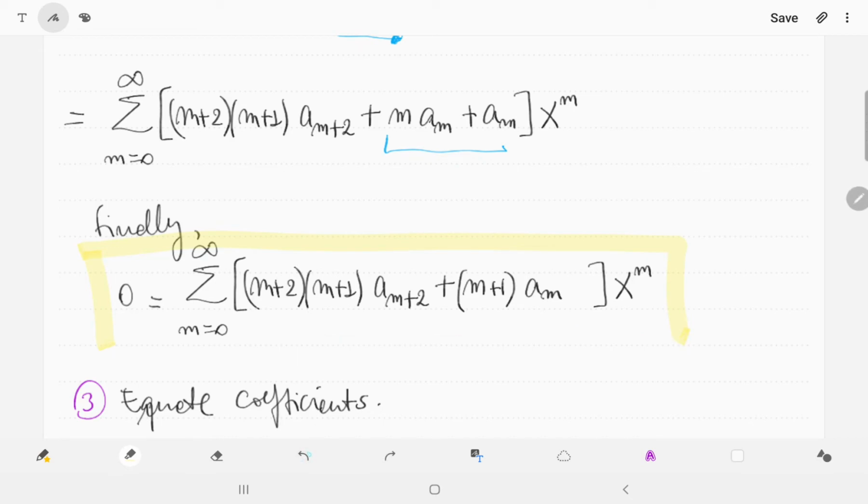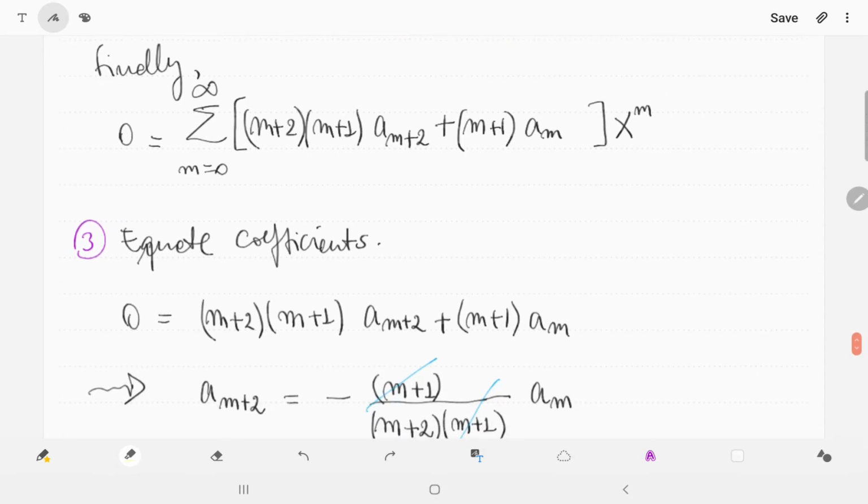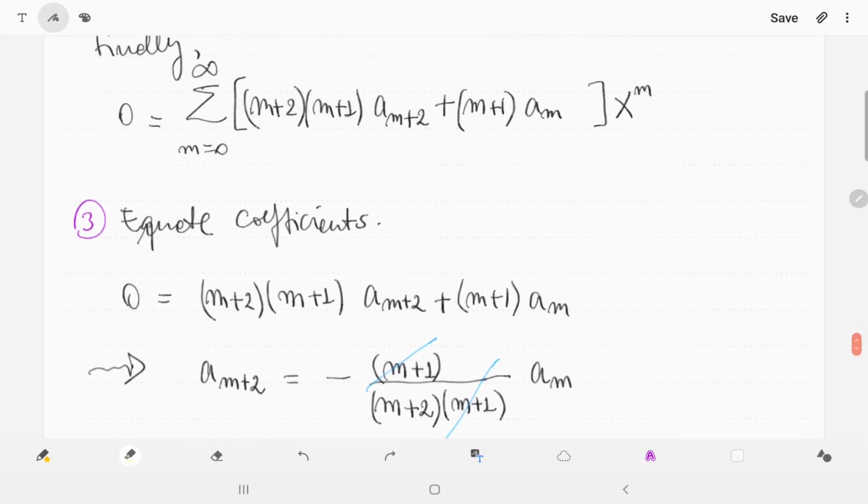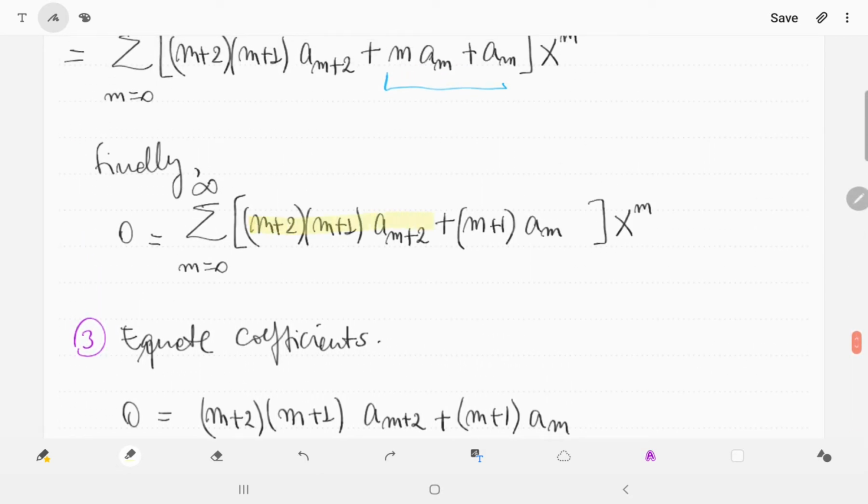Okay, so step 3 was equate the coefficients. So now here this number 0 can also be seen as a power series, the power series constantly 0, where every coefficient is equal to 0. So equating coefficients in this example would mean that for every m, this amount has to be 0.